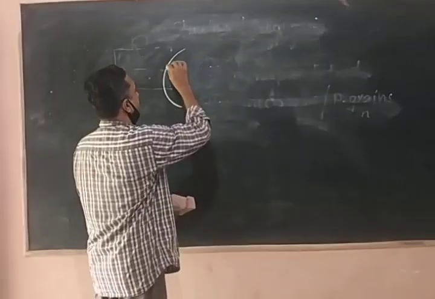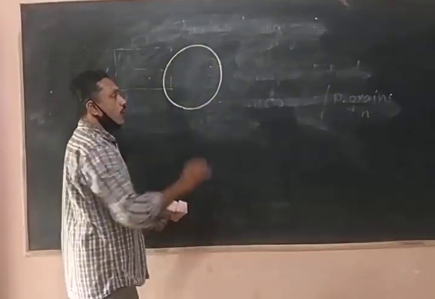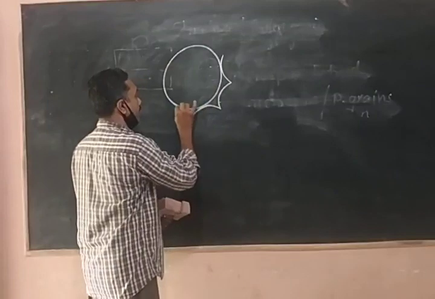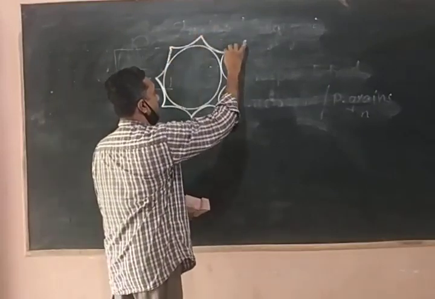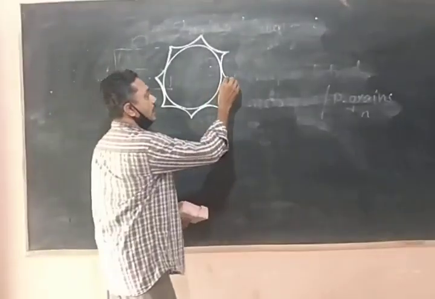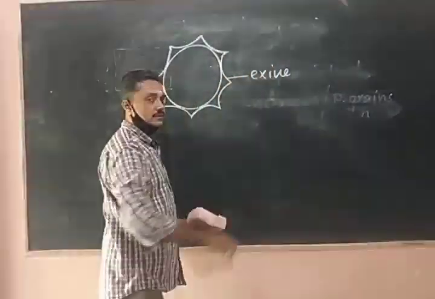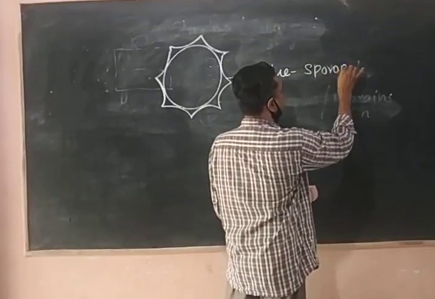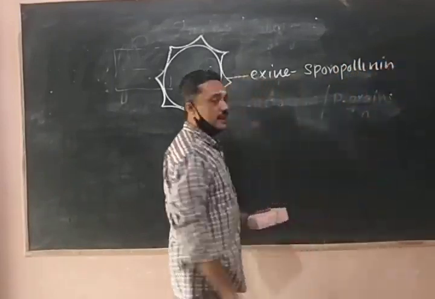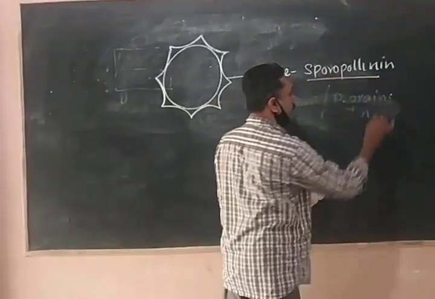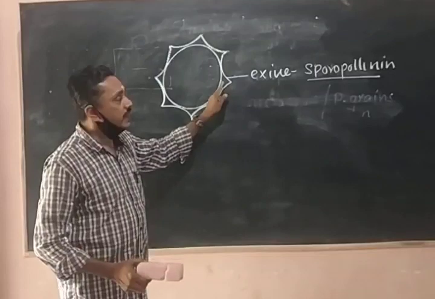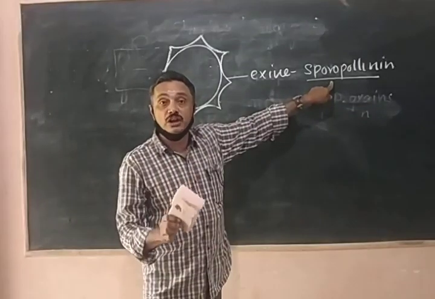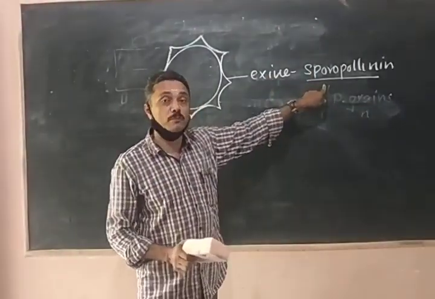Pollen grains are round or oval in shape, covered by a double layered covering. The outer layer is called exine, which is made up of a protein called sporopollenin. The outer wall is called exine. It is made up of sporopollenin, which is the strongest material of the living world.